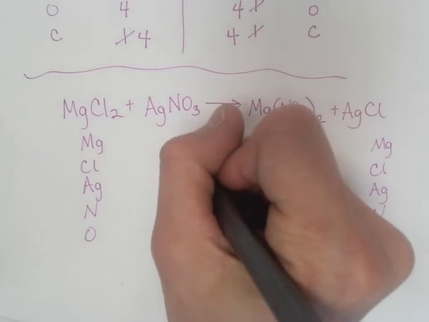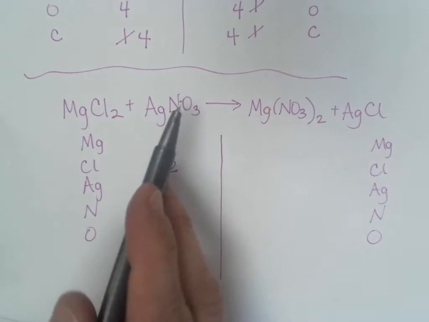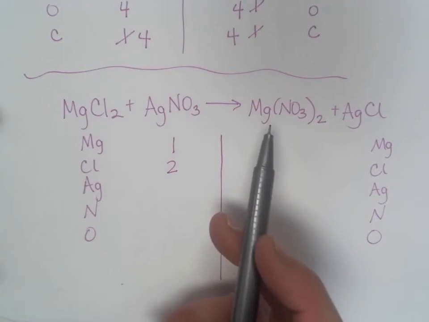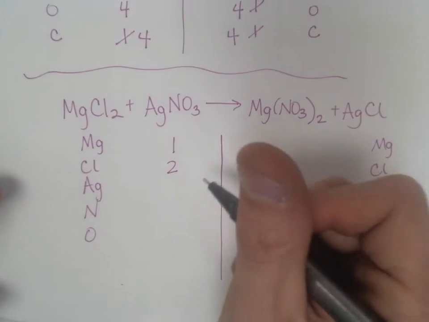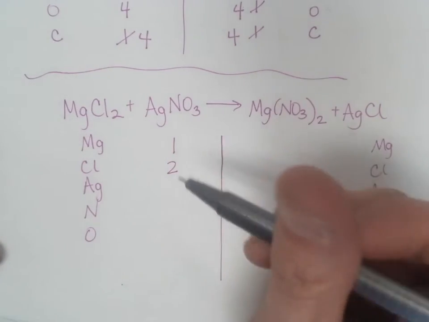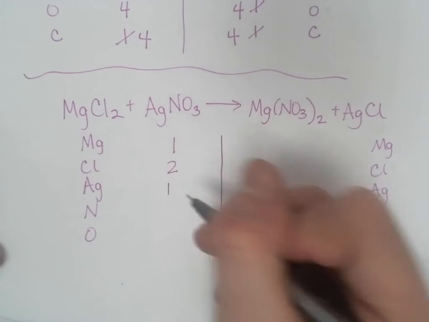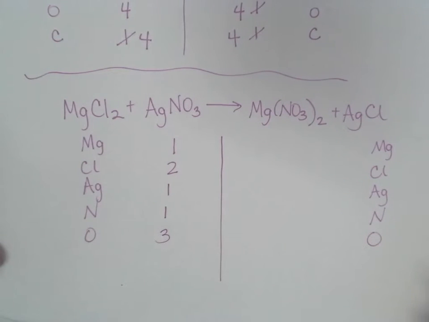So how many magnesiums do I have over here? I have 1. How many chlorines? 2. How many, I think this is gold. Silver? Silver, gold. Oh, where's my periodic table? Silver. Okay, silver. Gold is Au. All right, so we have silver nitrate in this problem. So we have how many of those? Just 1 silver. We have 1 nitrogen and 3 oxygens.